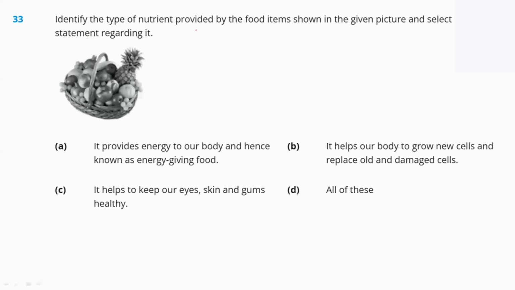Next, identify the type of the nutrient provided by the food item shown in the figure and select the correct option regarding this. It provides energy to our body. So these are fruits and vegetables. Fruits and vegetables give us vitamins and minerals, is it? Yes. So is the first statement correct? No, it is an incorrect statement, right? Next one is, it helps our body to grow new cells and replace old and damaged cells. Yes, this is correct.